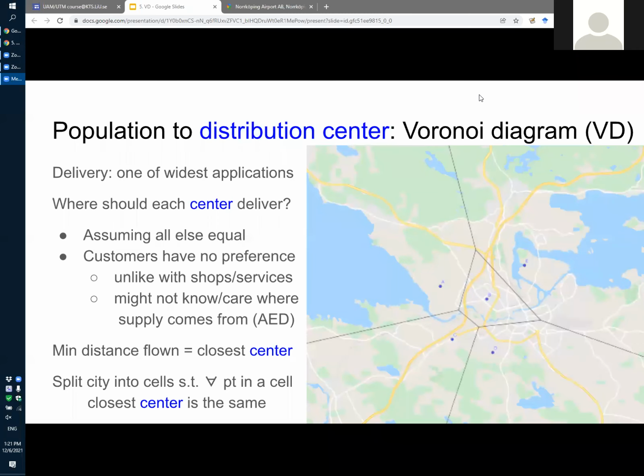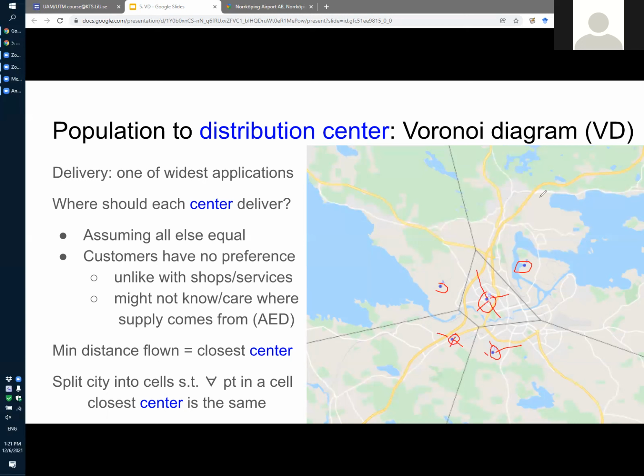Okay, so one of the applications that is envisioned for the drones is, of course, delivery. And one immediate question that you may ask yourself is, given a set of delivery centers, I have these red and blue dots on the map. These are the possible delivery centers from which the drones would deliver. How would you split the area, in this case the city of Norrköping and surroundings, so that in every cell of the partition you have the same distribution center that delivers to all customers in the cell? This center would deliver everywhere here, this center would deliver everywhere here, and so on.